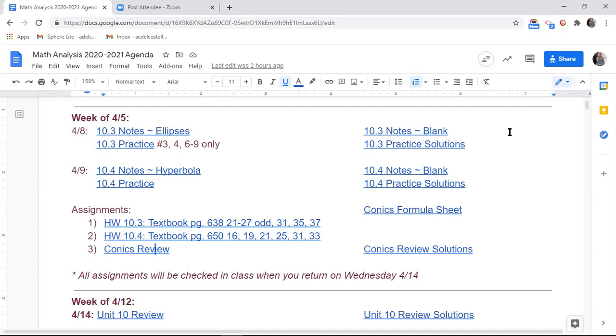I think it's the last document, but I'll make sure that you're aware of it before you leave tomorrow. Okay, so in front of you today, again, you need your conics formula sheet, your ellipse 10.3 blank note sheet, and the 10.3 practice sheet too.